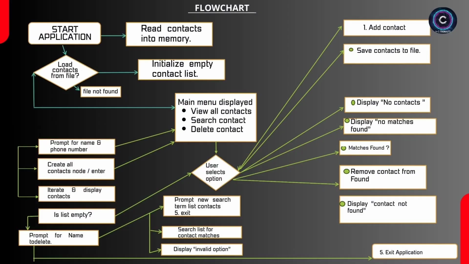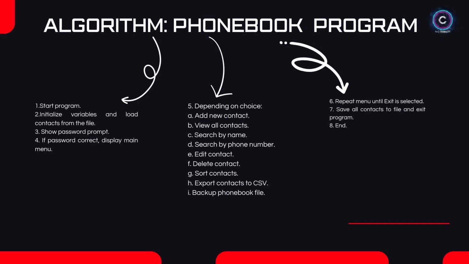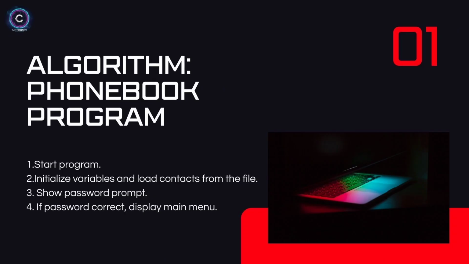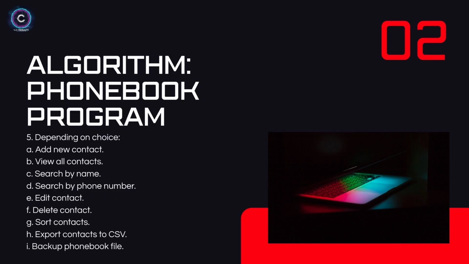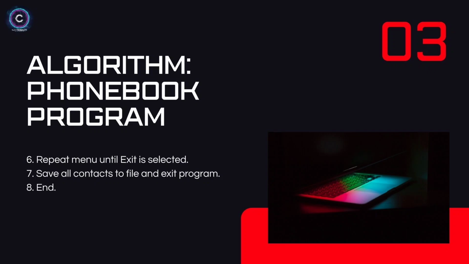Here is the flowchart and it goes like this. And the algorithm for PhoneBook program follows the steps like: start program, initialize variables and load contacts from the file, show password prompt. If password is correct, then it displays the main menu. In main menu we can see the following choices: add new detail, view all contacts, search by name, search by phone number, edit, delete, sort all the contacts, export contacts to CSV file and backup of a PhoneBook file. Repeat main menu until exit is selected. Save all contacts to file and exit the program and then the program ends.